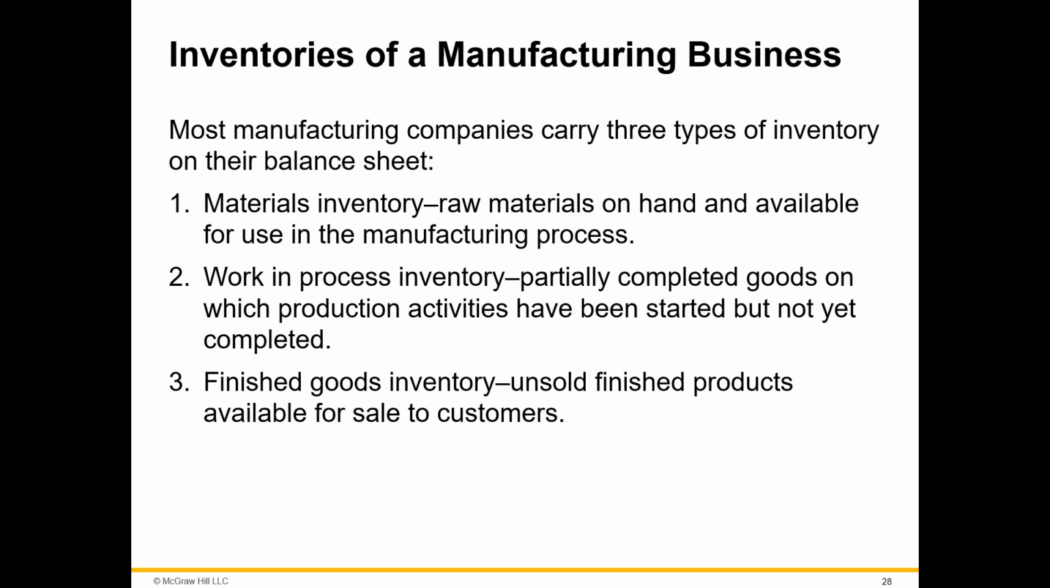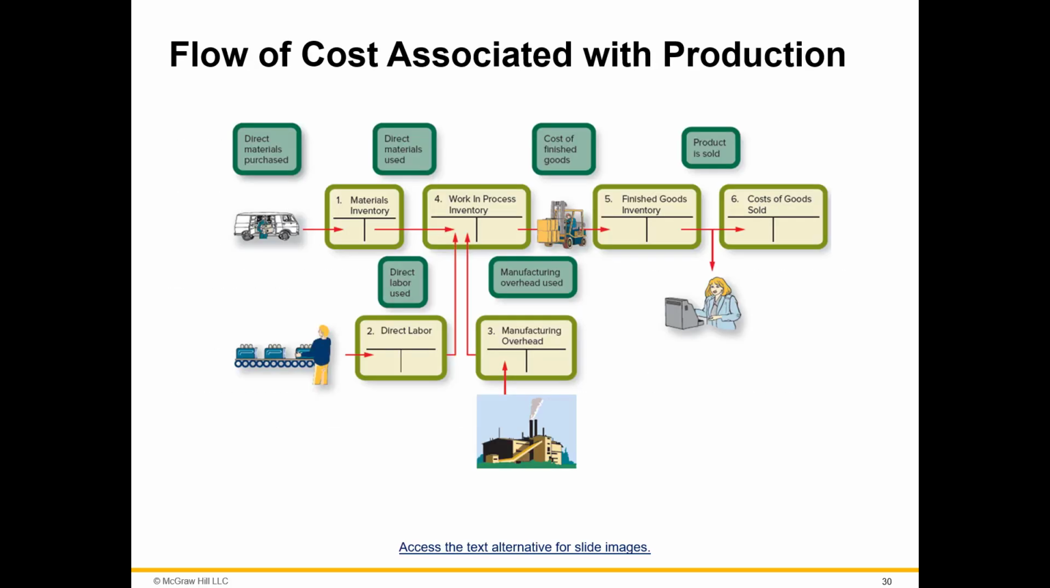All right, so what do the inventories look like for a manufacturing business? Well, manufacturers have raw materials or materials inventory, and work in process. So these are, hey, we've started working on them, but they're not done. And we have some that are in finished goods inventory that are ready to sell. So we include that. All right, so what do the cost flows look like?